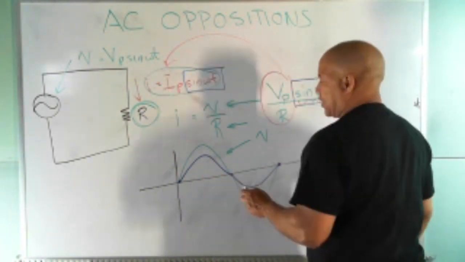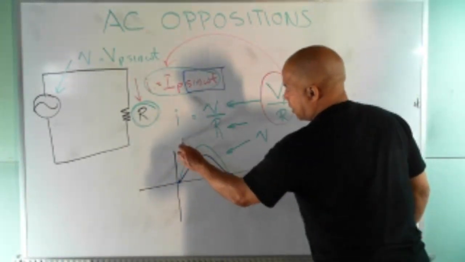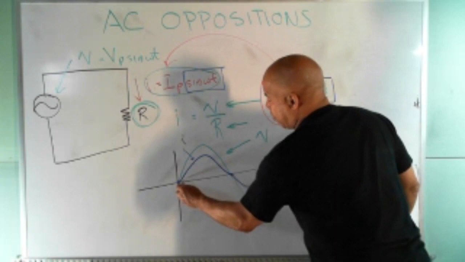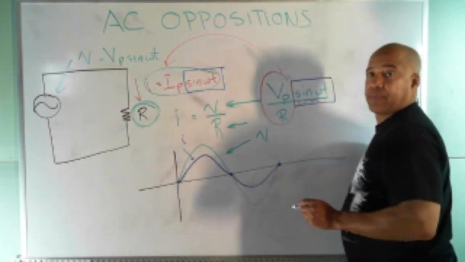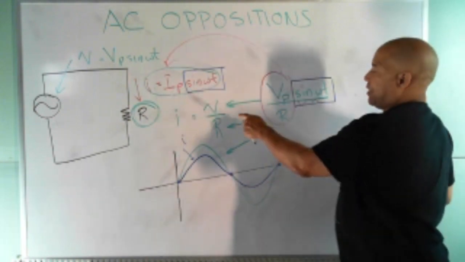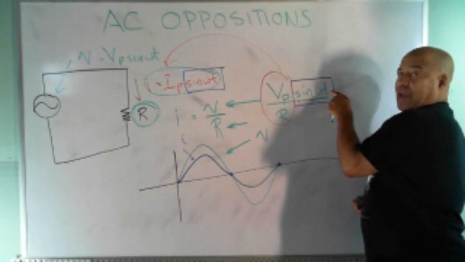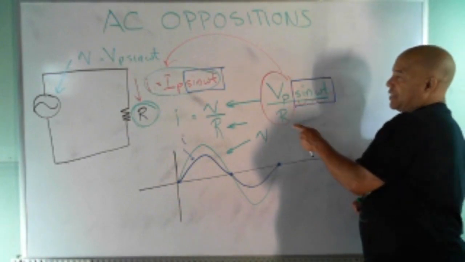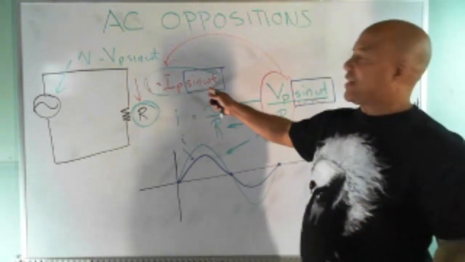What I'm trying to show you here is that if the green is the voltage and the blue is the current, they zero at the same place because they're in phase. By doing this math right here, by dividing this time domain for voltage by resistance, I end up with a time domain for current with exactly the same angular velocity and phase.